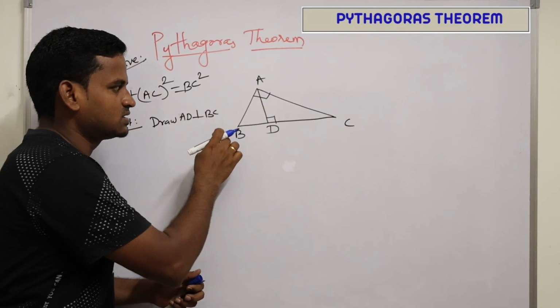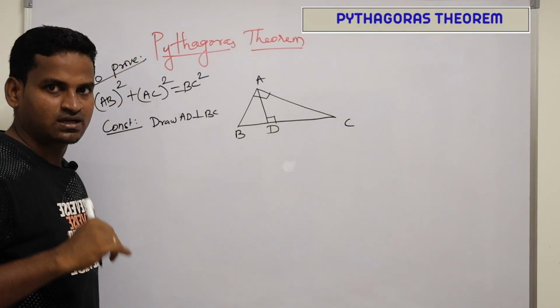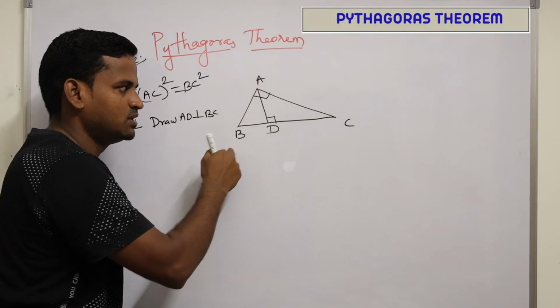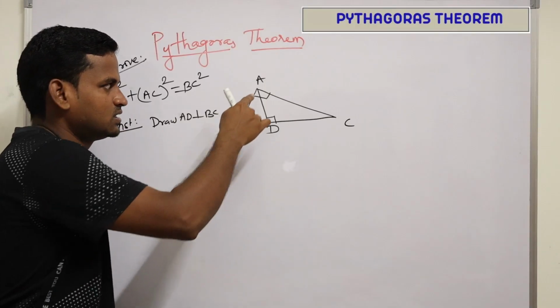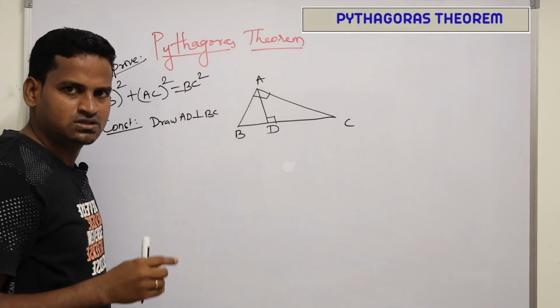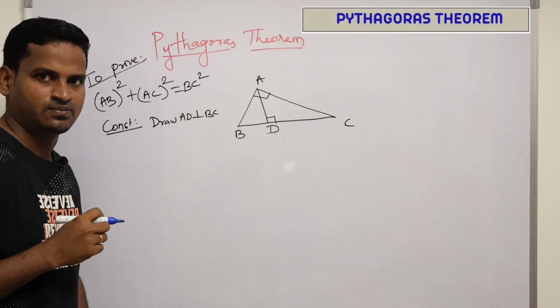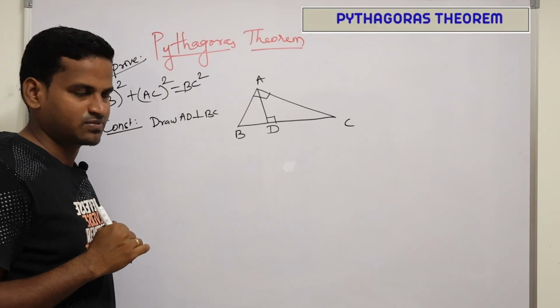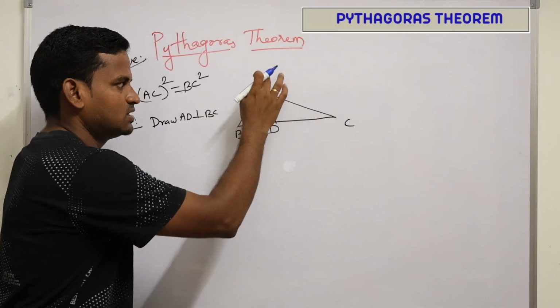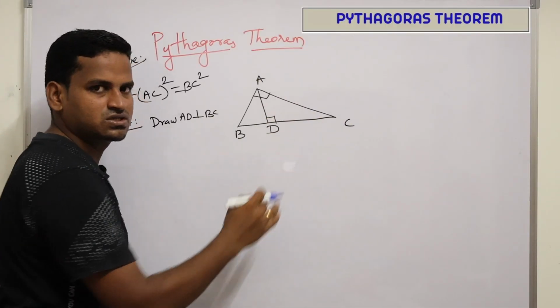In this triangle ABC, you will get three triangles. The triangle named ABC is the big triangle. ABD is the small triangle. ADC is the medium triangle. Remember, the three triangles are ABC, ABD and ADC.